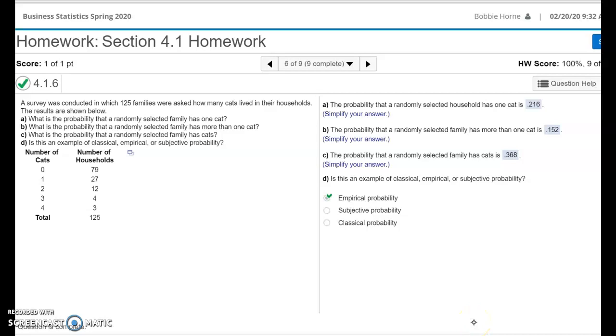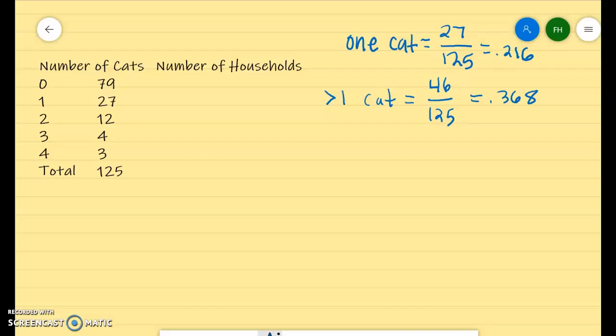The probability that a randomly selected family has cats. So this would be every row except the first one. There's more than one way to do that. You could just take 125 and subtract out the 79 and see what's left for the other categories, or you could just add these 4 categories up. Either way, you're going to get 46 out of 125, which is 0.368.